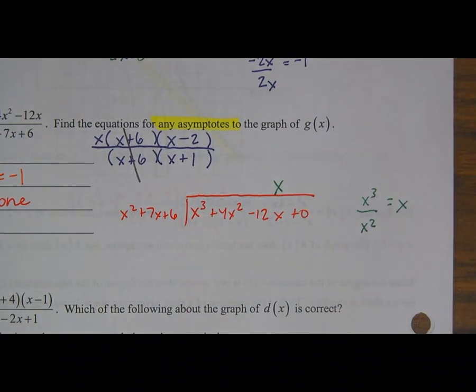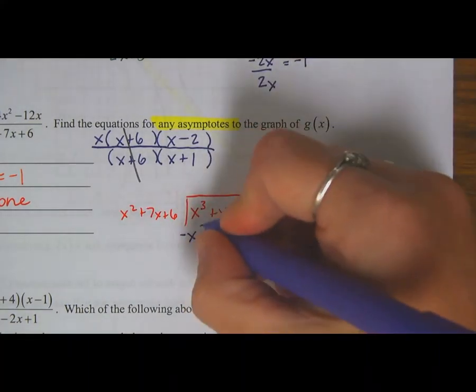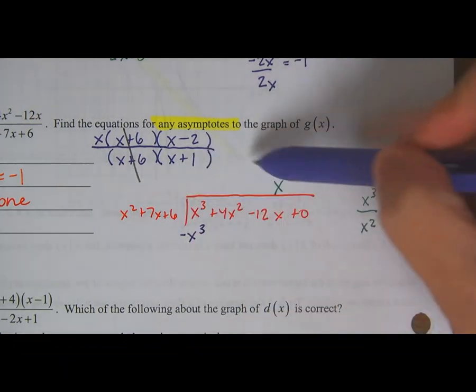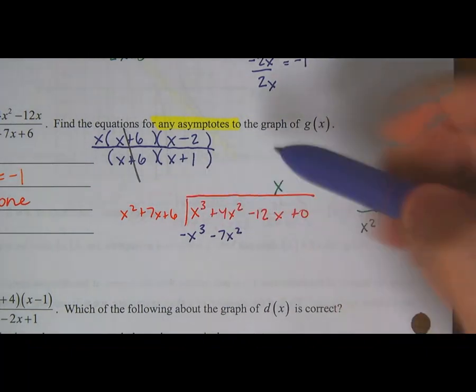And guys, you always should. If we're writing the equation of a line, that slant asymptote is a line, it's never going to have an x squared in it. It's not a parabola. And then we're going to distribute that back out and change the signs as we go. So that would be negative x cubed, negative 7x squared, negative 6x.